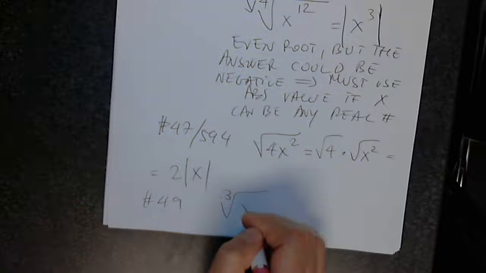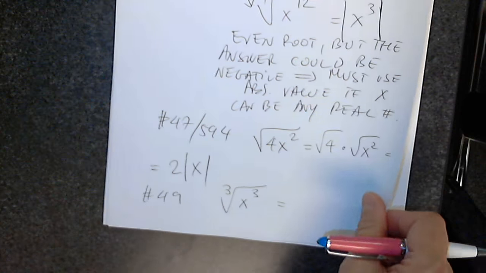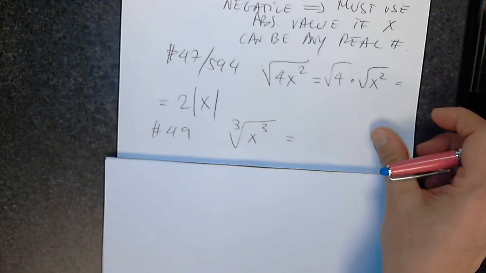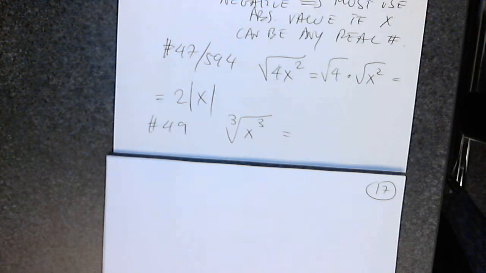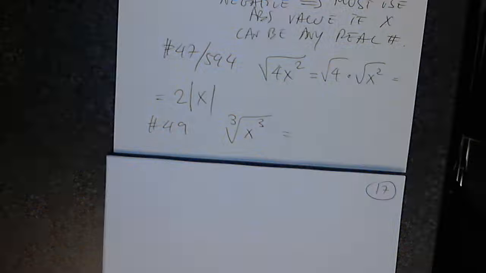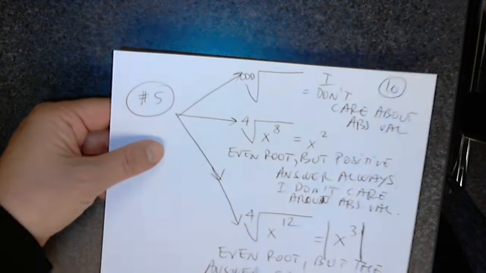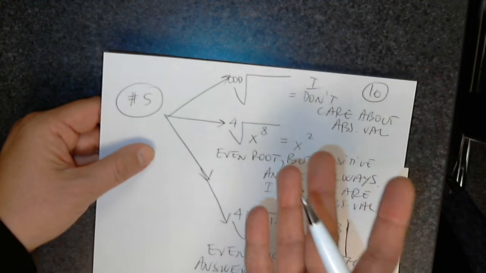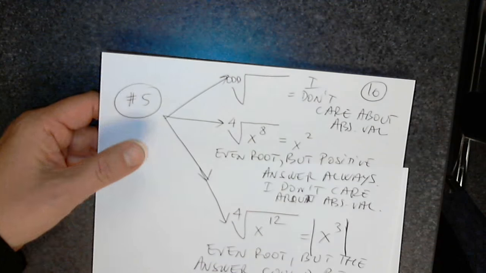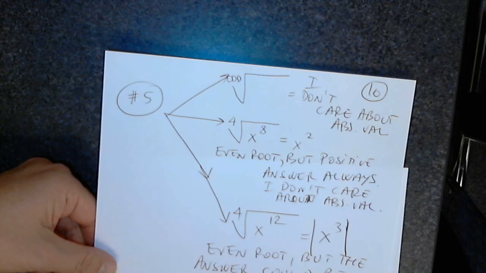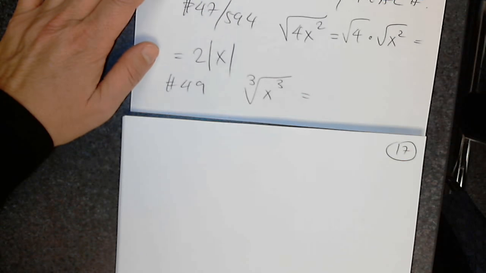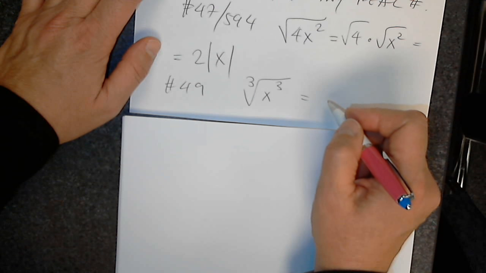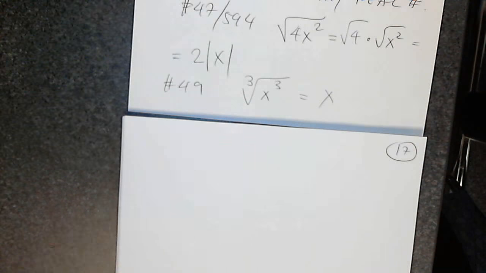The cube root of x to the third. X can be any real number. What will you say as the answer? Remember to go through these 3 options. Which option is this? Number 1, number 2, or number 3? Which one? Yes. So what is the answer? That's it? Very good. Excellent.